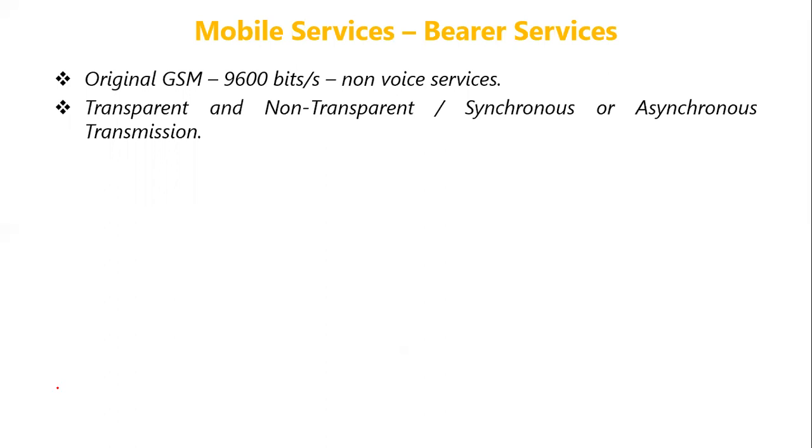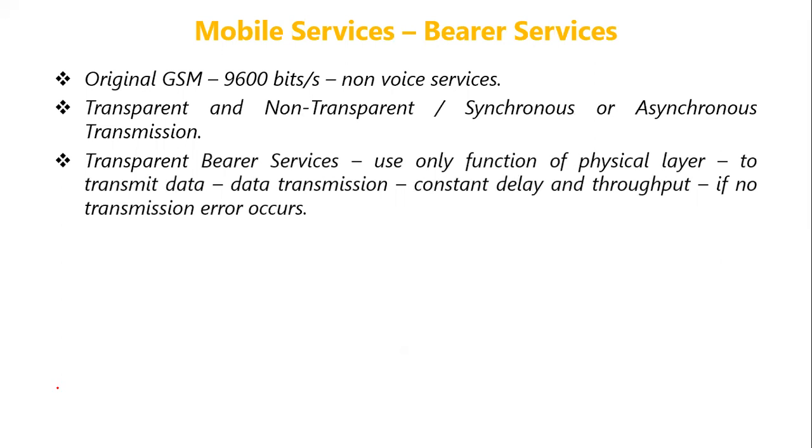Transparent bearer services use only the functions of the physical layer, that is layer 1, to transmit. The data transmission offered by transparent bearer services has a constant delay and throughput if there are no errors.